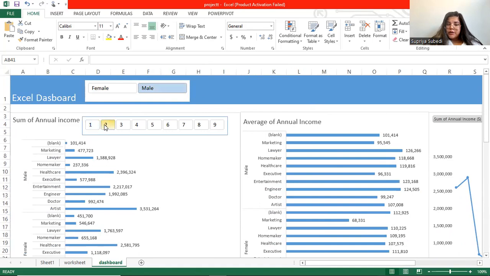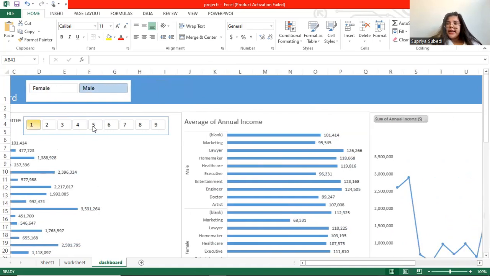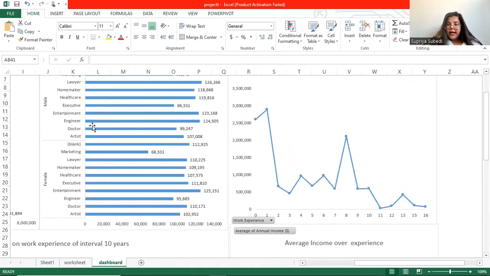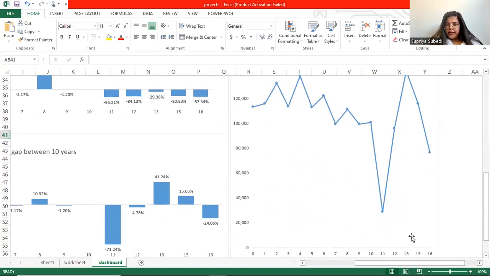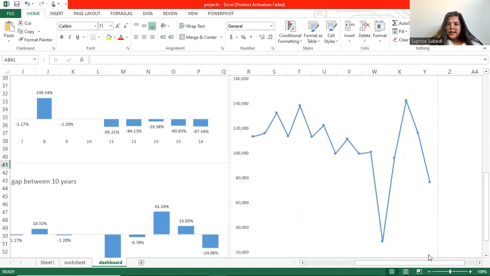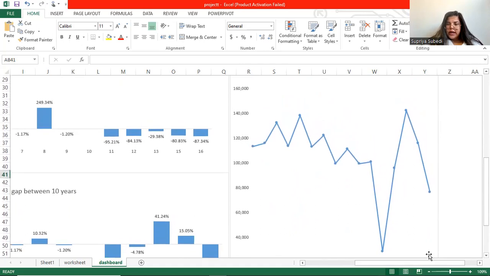in the same family size one, the lowest is in 11 years, and the highest is in the time period between 1 to 2 years, which is more than 2,050,000 here. And similarly, the average annual income is very low in 11 years, where the highest is between the 13 to 15 years.